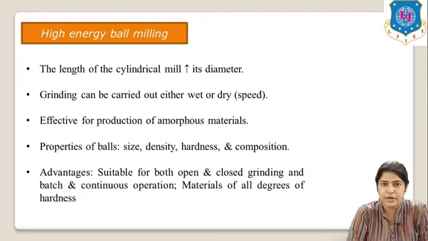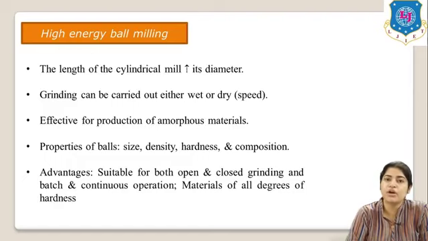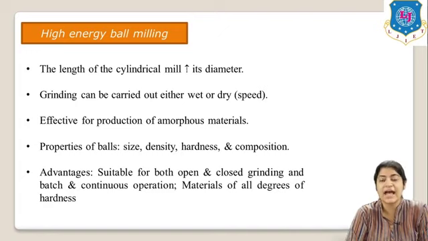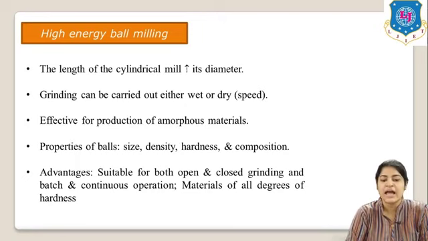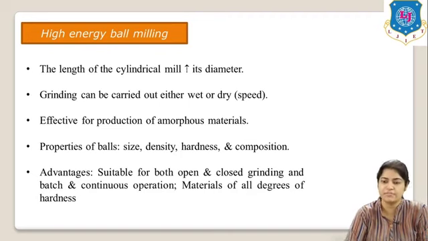Now, how can you carry out the grinding? It can be either wet or dry. For effective production of amorphous material, you generally use high energy ball milling. The properties of the ball you are selecting depend on its size, density, hardness and composition. Clear? What is the advantage here? It is suitable for both open and closed grinding, for batch and continuous operation, and for materials of all degrees of hardness. So you can use high energy ball milling for materials of varied hardness.